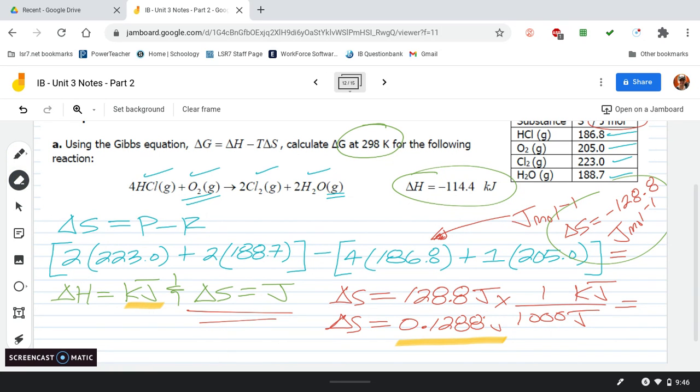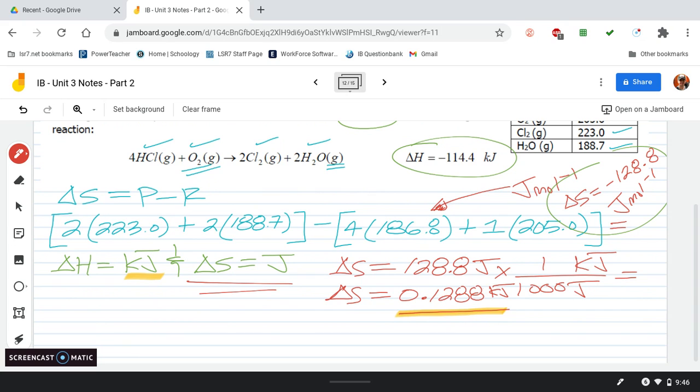Sorry, I wrote down the wrong unit. If I write down the right unit, it matches the right unit. So let's go ahead and fix that. Boom. All right. Okay. So let's go ahead and now run the problem through. So let's rewrite the formula. So delta G equals delta H minus T delta S.